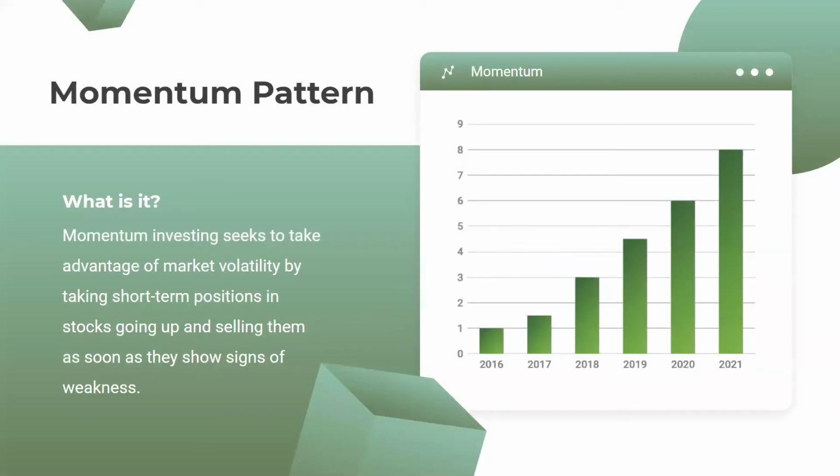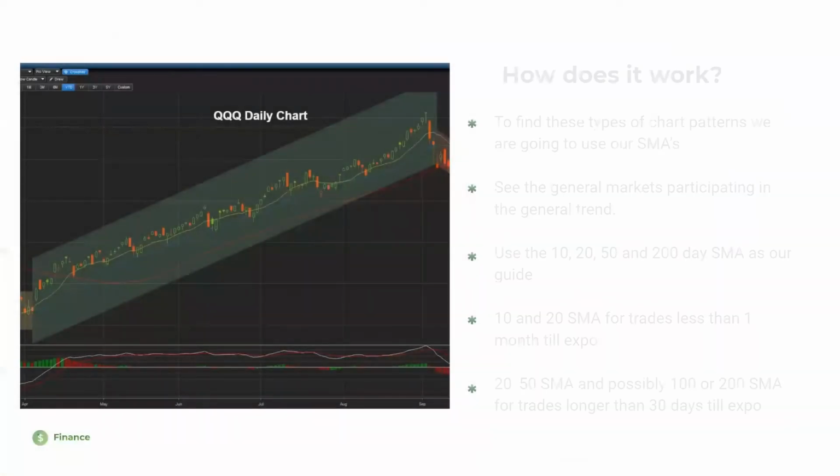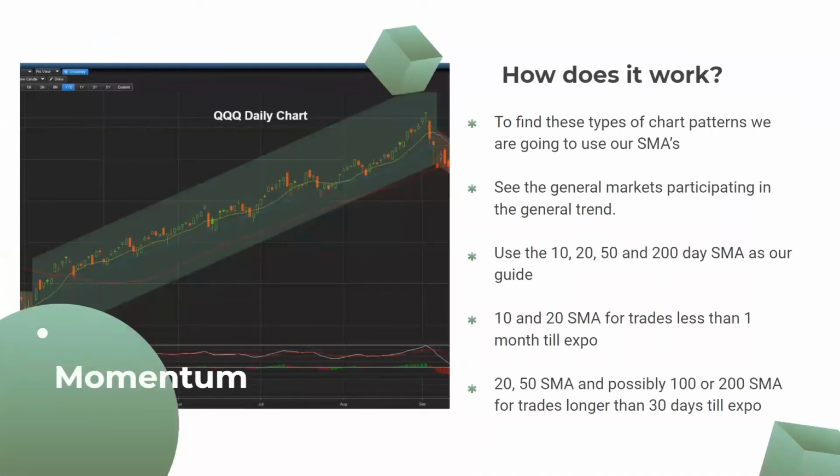Okay, so now let's move on to the momentum pattern. Momentum investing seeks to take advantage of market volatility by taking short-term positions in stocks going up or dropping and selling them as soon as they show signs of weakness. Okay, so here's a perfect example of QQQ here. How does it work first off?